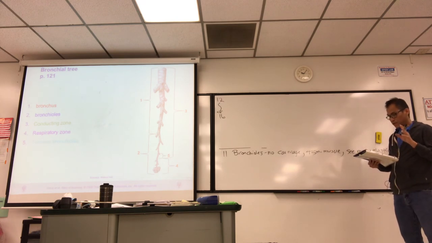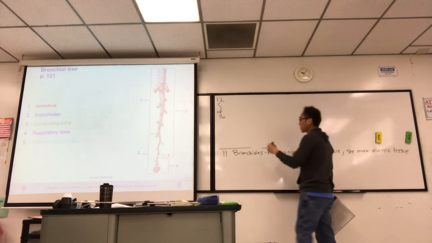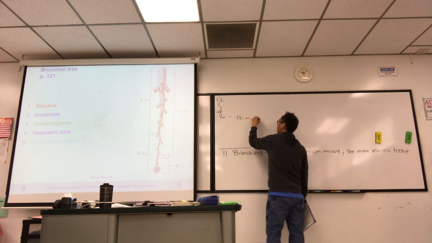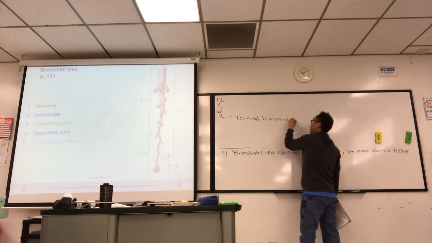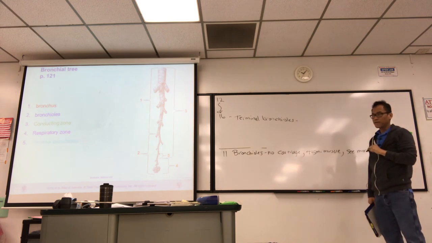At 16, you get what's called the terminal bronchiole. It's not the last bronchiole. It's just, well, let me explain it. At the 16th branching, you get terminal bronchioles. That is the end of the conducting airways, the end of the conducting zone.